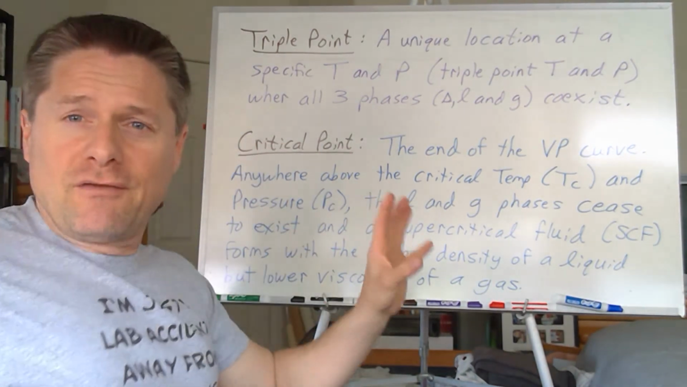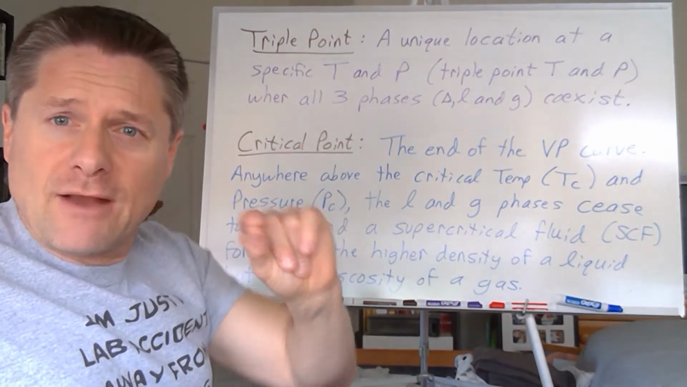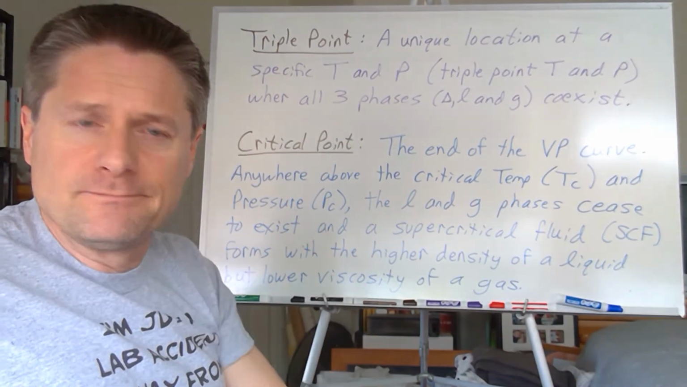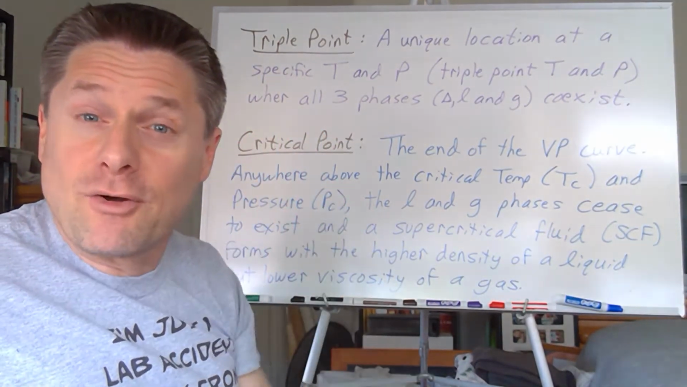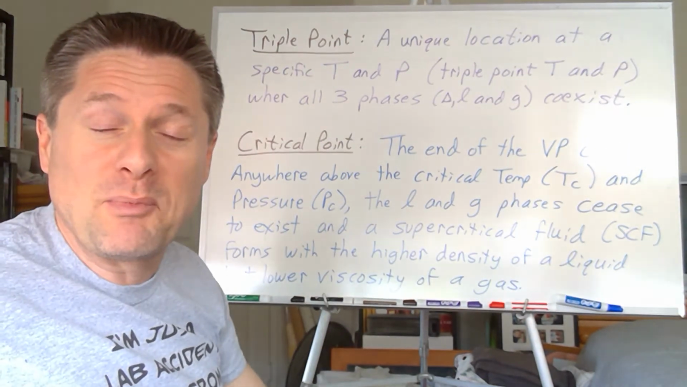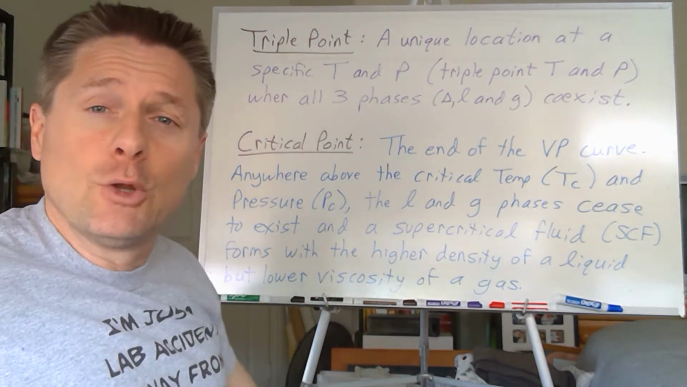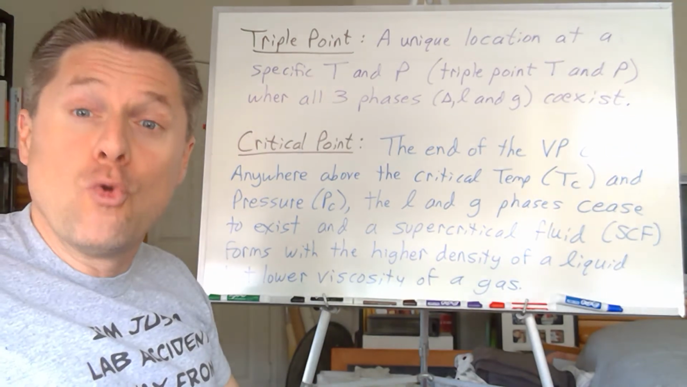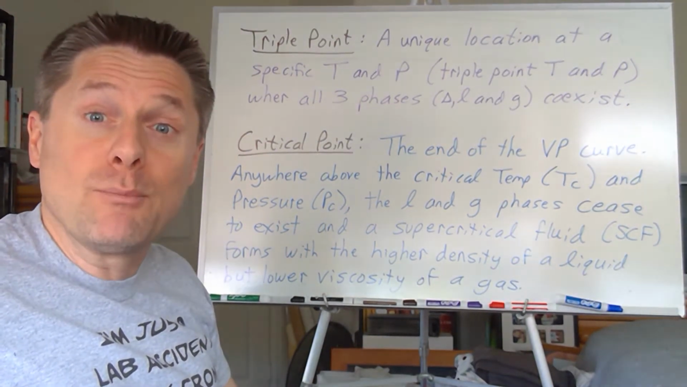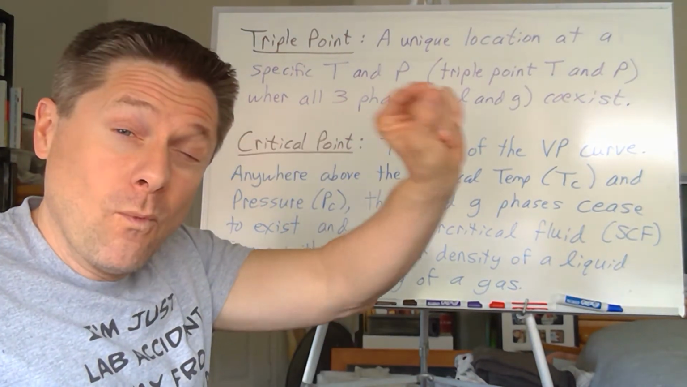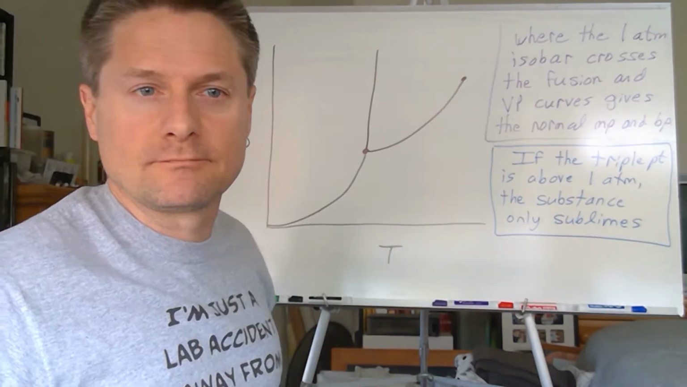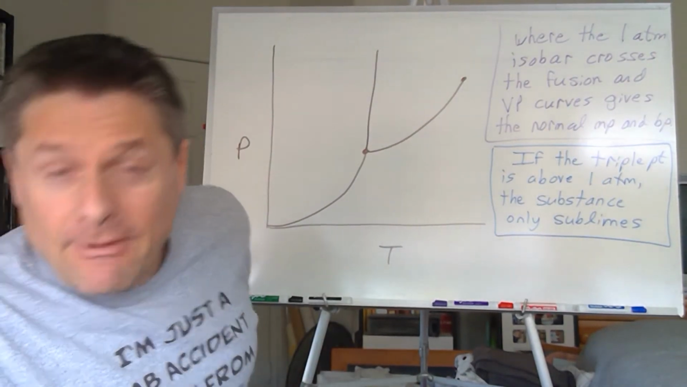So let's draw another phase diagram. Do me a favor, draw another phase diagram with all three curves, critical point and triple point. And let's take a look at how we can distinguish where the normal melting point and boiling points are. And that would be at 1 atmosphere, right? All right, you ready? Let's take a look at it.